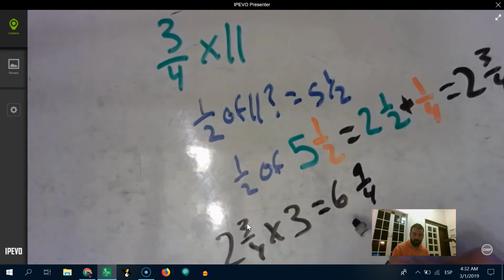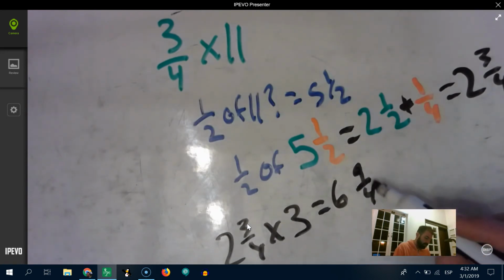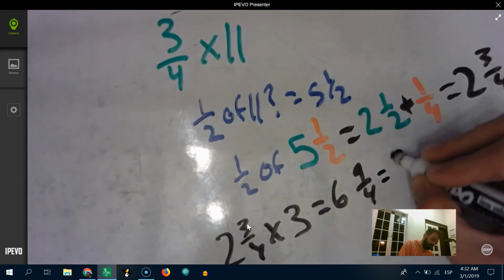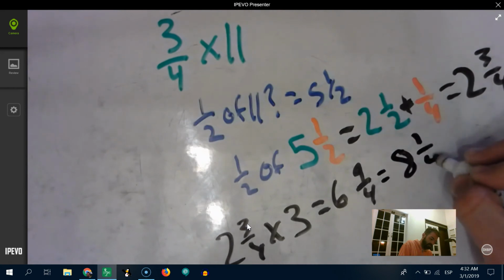Now I can't keep this as 6 9/4. That's one thing that a mathematician would never do. So I want to find my grouping of 4 in there. How many do I have? I have 2 there. So this is going to give me 8 1/4.